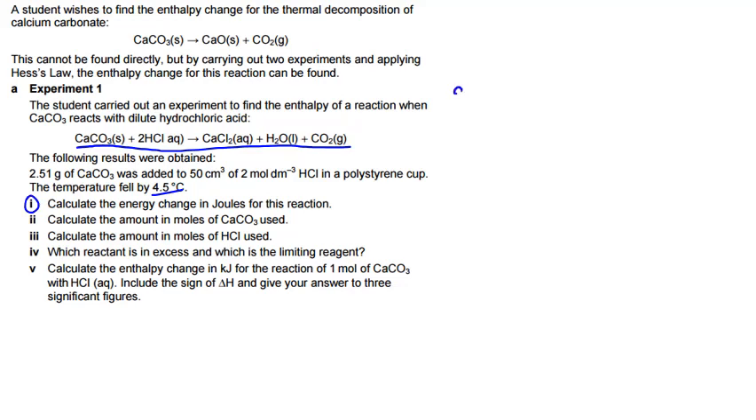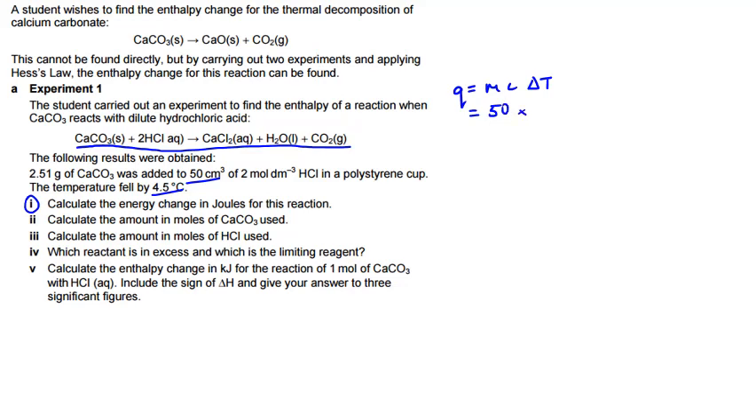Well, quickly, because I think you're good at these now. We're going to use Q equals mc delta T as usual, Q being heat, m being the mass of the stuff that we're heating up, so that is the 50 cm cubed of hydrochloric acid. We're going to assume that's water, which has a density of 1. So 50 cm cubed has a mass of 50 grams. So we can put 50 in there.